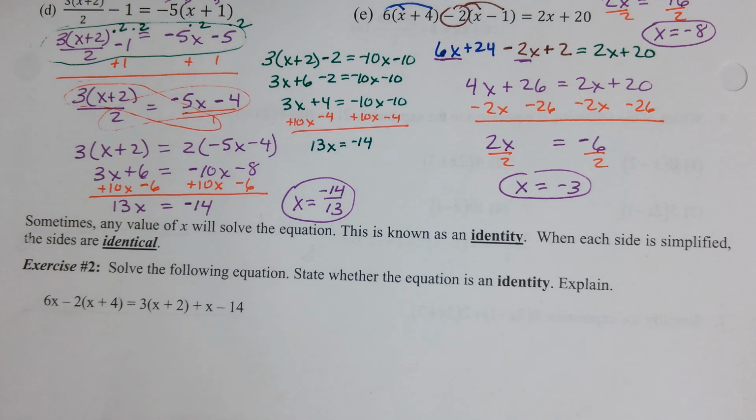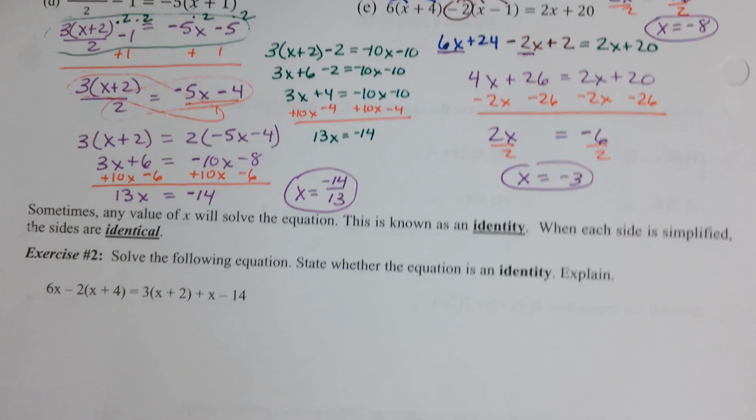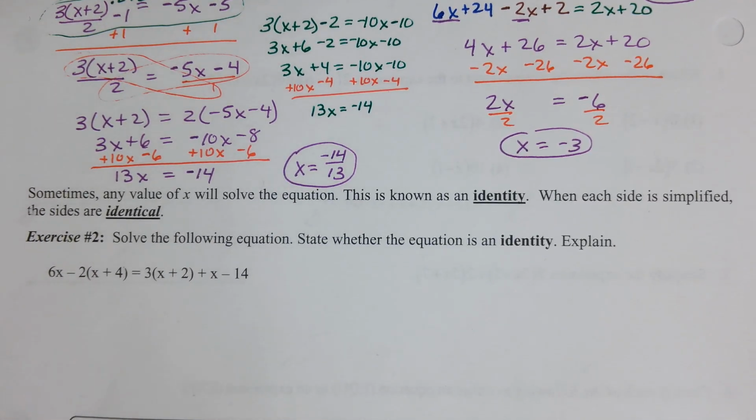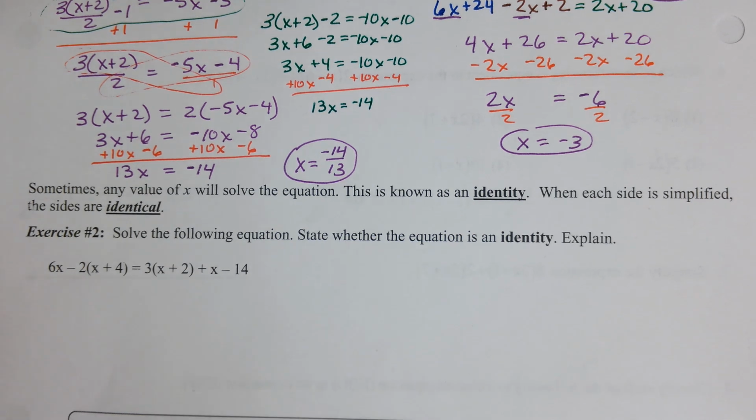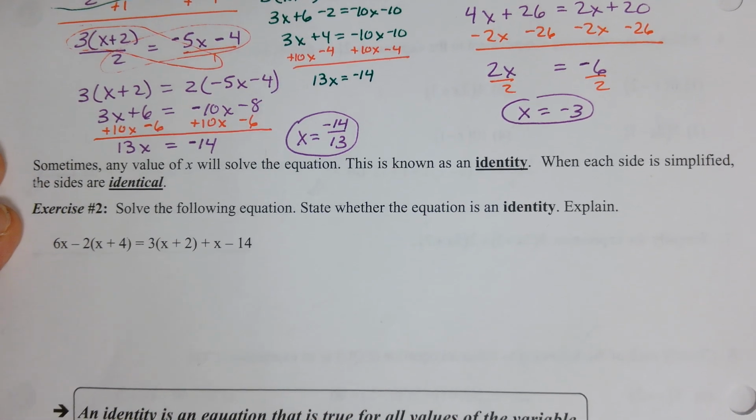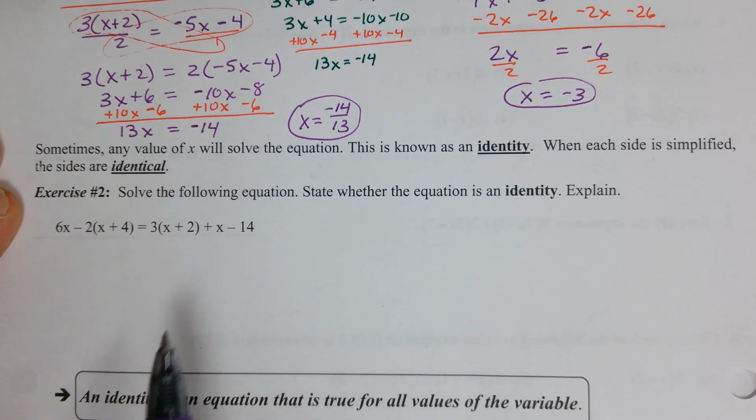Sometimes any value of x will solve the equation, and this is known as an identity. When each side is simplified, the sides are identical. Exercise 2, solve the following equation. State whether the equation is an identity.